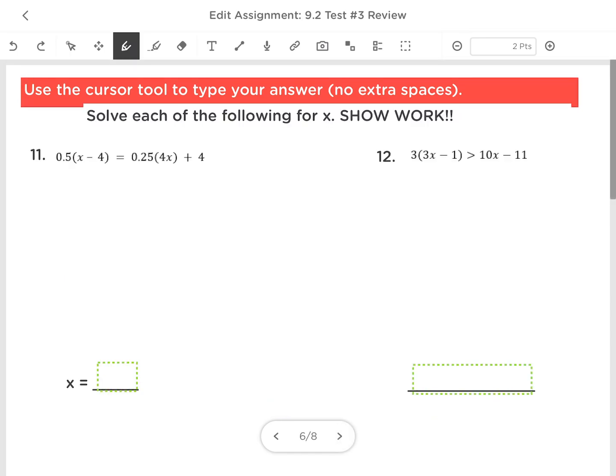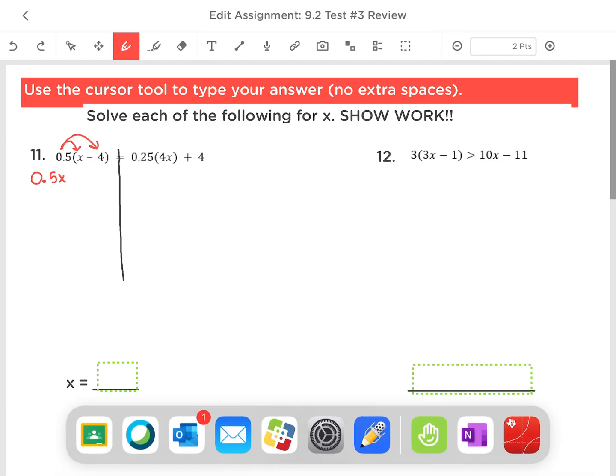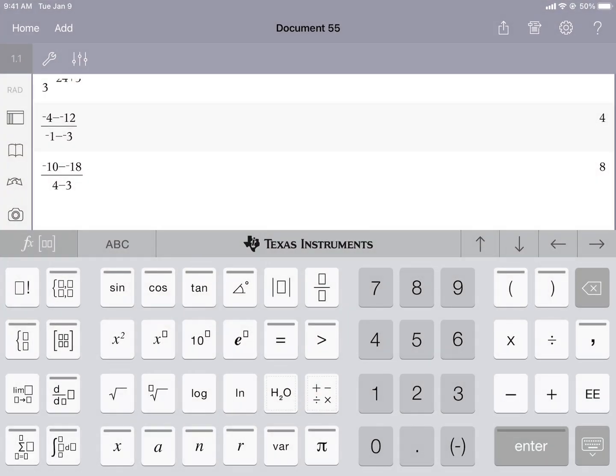Okay, next we have to solve each of the following for x. So we have one equation, one inequality. So let's start with the equation. So draw a line through the equal sign. So we need to distribute 0.5 times x. We get 0.5x. 0.5 times a negative 4. If you're not sure, always go to your calculator. 0.5 times negative 4. We get a negative 2.